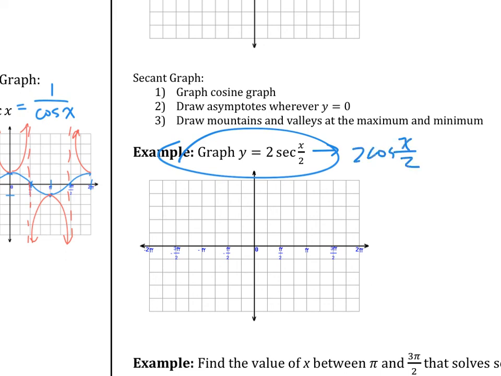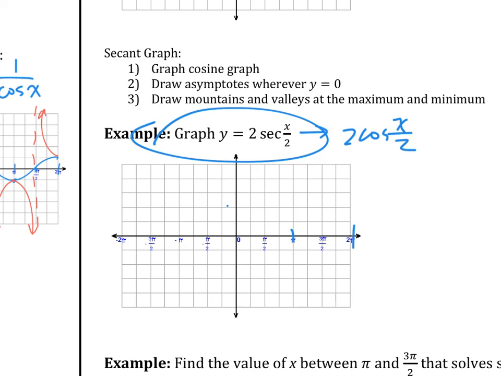That means the period is going to be 4 pi. So 2 pi is going to be half of it. Pi is going to be the quarter. Goes up 2, down 2, and we're going to graph that. So the asymptote is wherever it's 0, and then you draw the graph. Okay. All right, we're going to have to skip some examples because of lack of time. So we're going to now go back to tangent and cotangent.